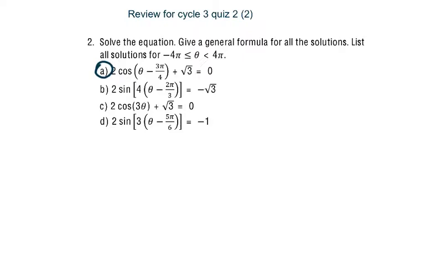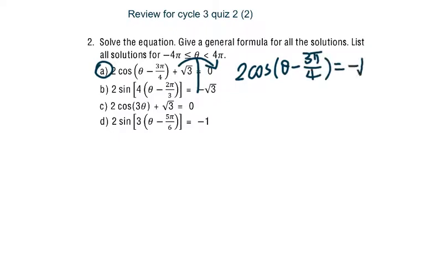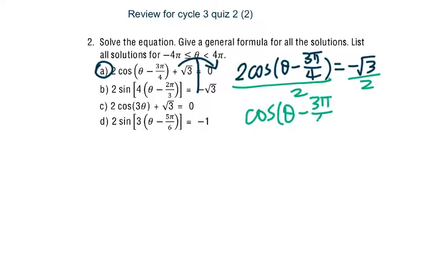Definitely, you need to isolate the variable. So I move square root of 3 to the other side. I got 2 cosine of theta minus 3 pi over 4 equal to negative square root of 3. Then I divided by 2 on both sides. I got cosine of theta minus 3 pi over 4 equal to negative square root of 3 over 2.